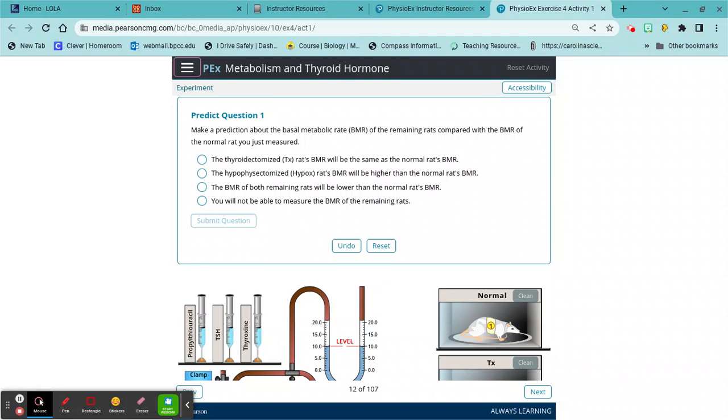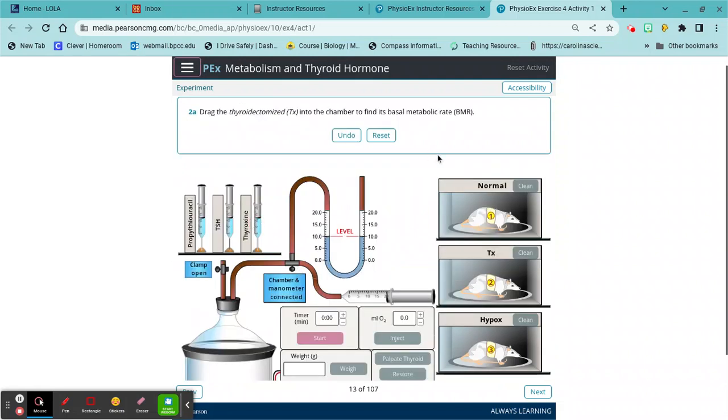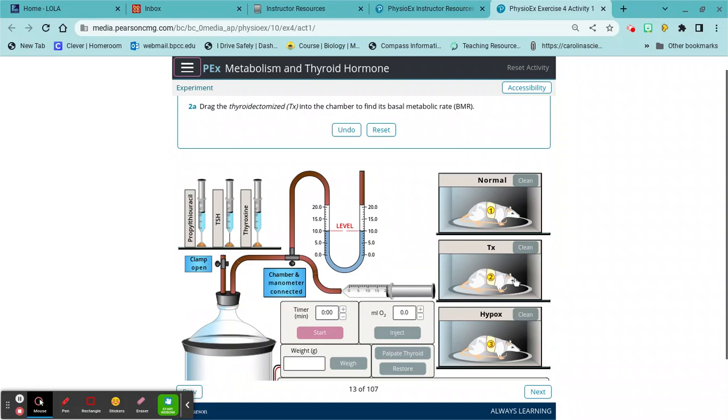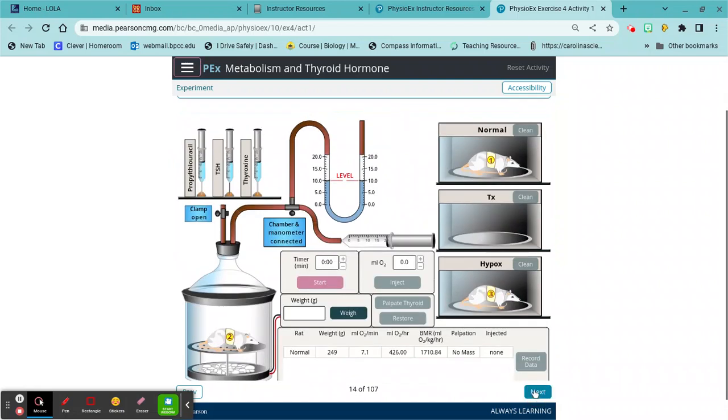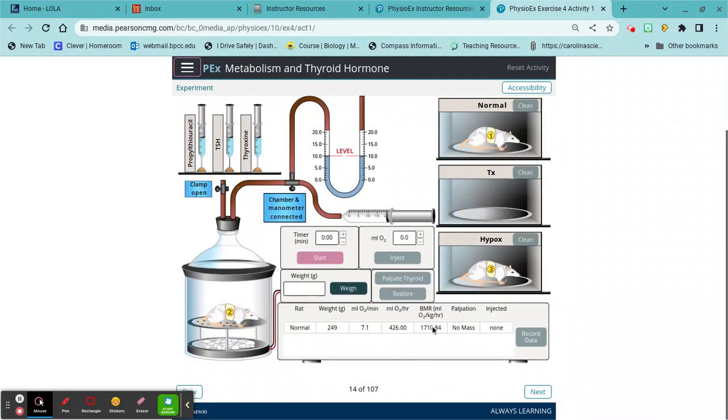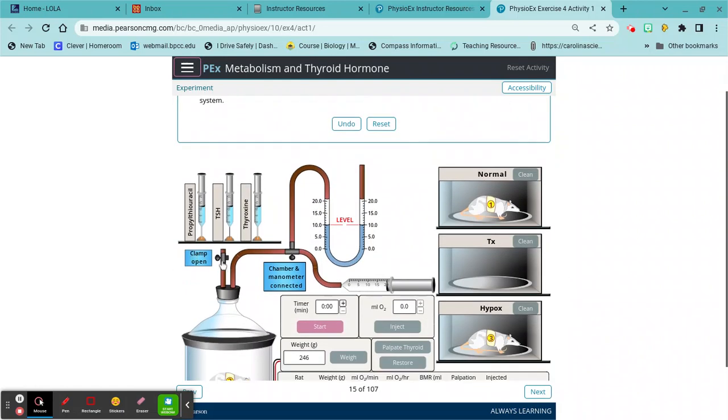The BMR of both remaining rats will be lower than the normal rat's BMR. That sounds pretty good. Let's read the fourth one. You will not be able to measure the BMR of the remaining rats. That's not very logical because we were able to do it on the normal one. So I'm going to choose this third one. Okay. All right, so we're going to drag the TX rat into the chamber, and we're basically going to do the same exact things. We're going to do the weight. We're going to turn on the clamp.